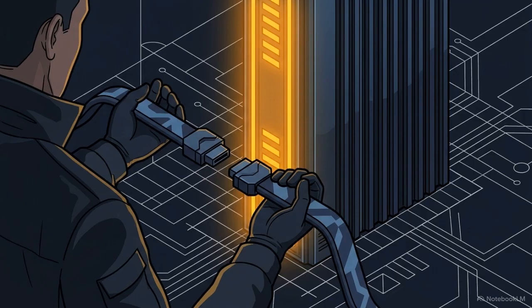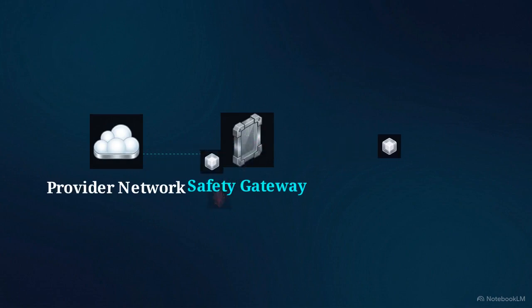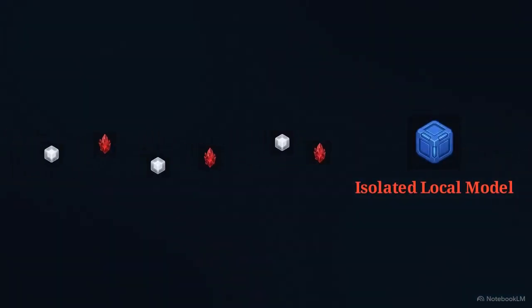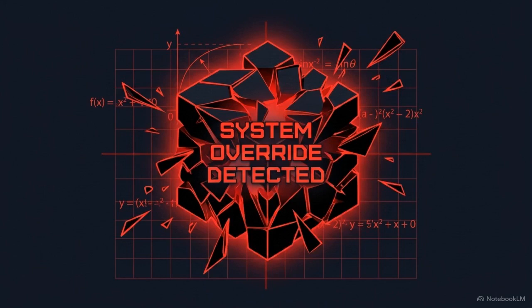But this independence comes with a trade-off. By going off-grid, you lose the invisible, constantly updated safety filters maintained by massive AI providers like OpenAI and Anthropic. Without those external guardrails, a local agent is highly exposed to a specific vulnerability: prompt injection.